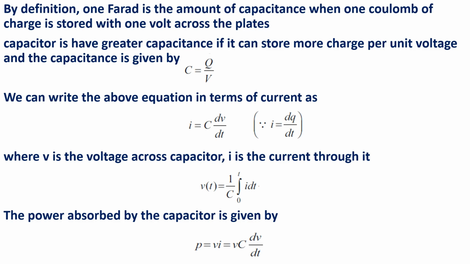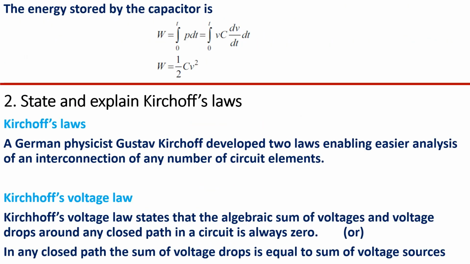The power absorbed by the capacitor is given by P equals VI, which equals C v dV by dt. The energy stored by the capacitor is W equals integral 0 to t P dt. Now we can obtain the expression for energy stored by the capacitor equals half C v squared.